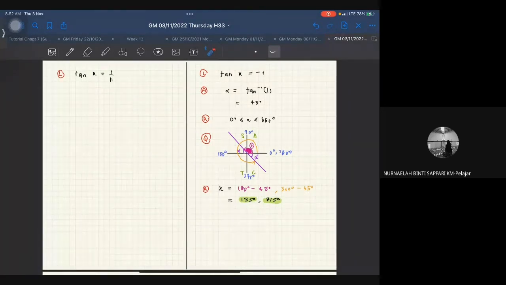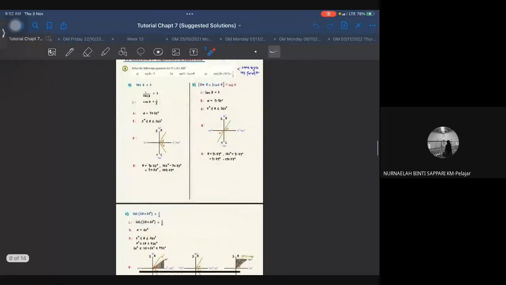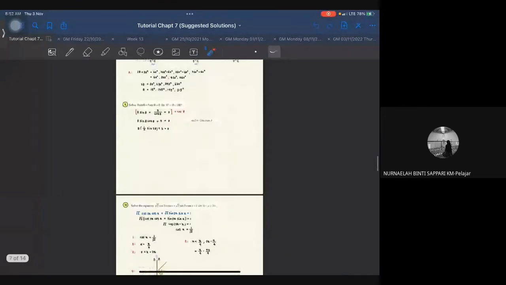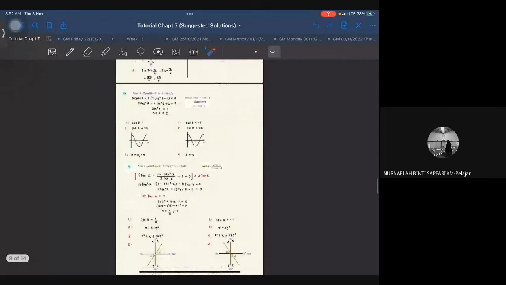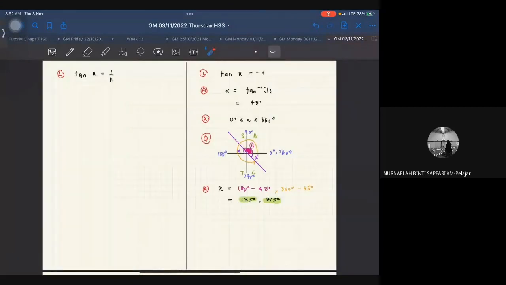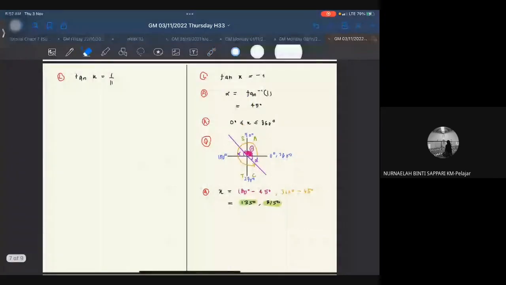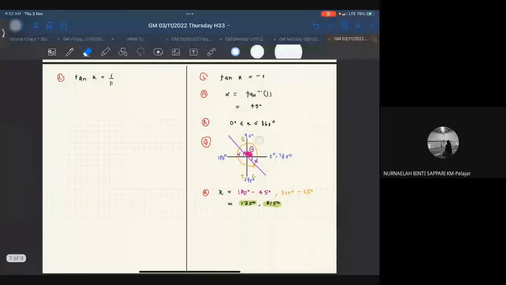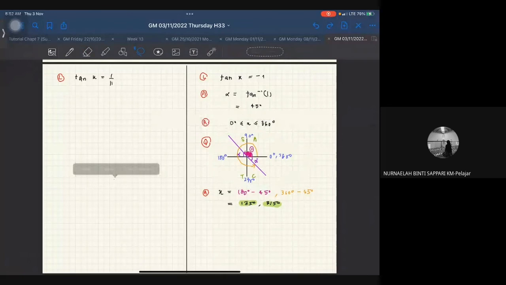Ada soalan, example lain. Sekejap. Sebentar. Oh, tak ada contoh dekat sini. Okay, tak apa. Saya tunjuk dekat awak. Right, so contoh kalau dia punya range adalah 180 degree. Let me erase this one. Saya tunjukkan contoh yang ni. Let me copy.